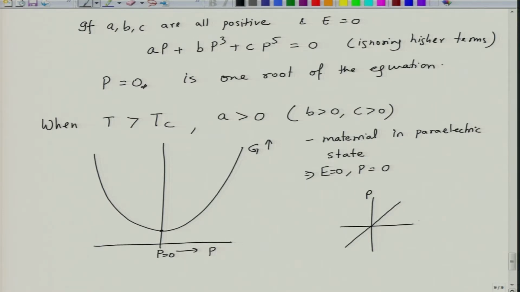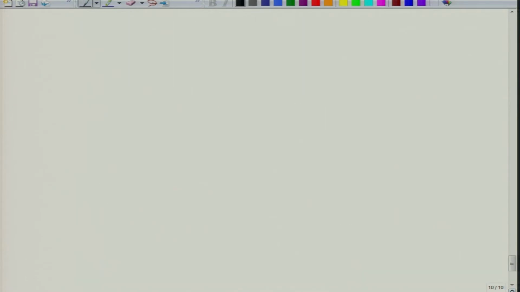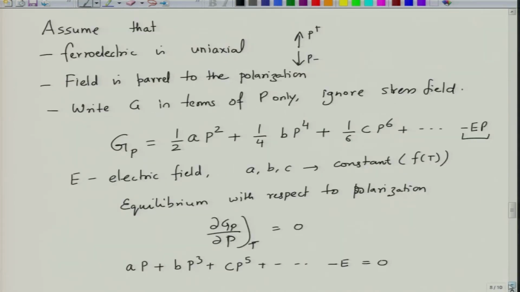This was our plot. So, this is P, this is E, saturates of course, but at E is equal to 0, P is equal to 0, that is what a root is, and that is where the free energy minimum occurs. So, this basically suggests that for A greater than 0, B greater than 0, C greater than 0, at T greater than Tc, the material is in paraelectric state with polarization being equal to 0 as a root.